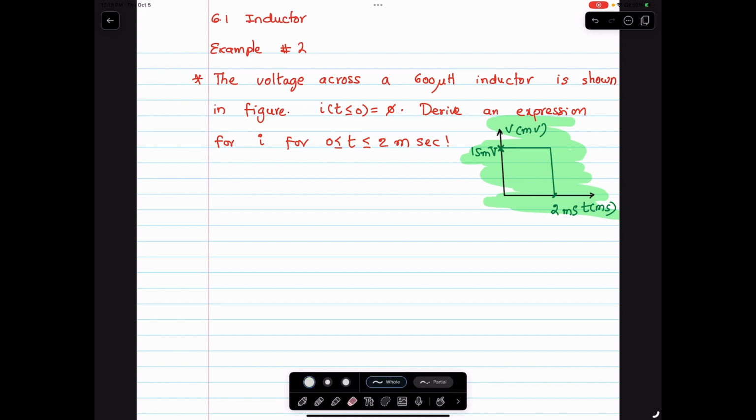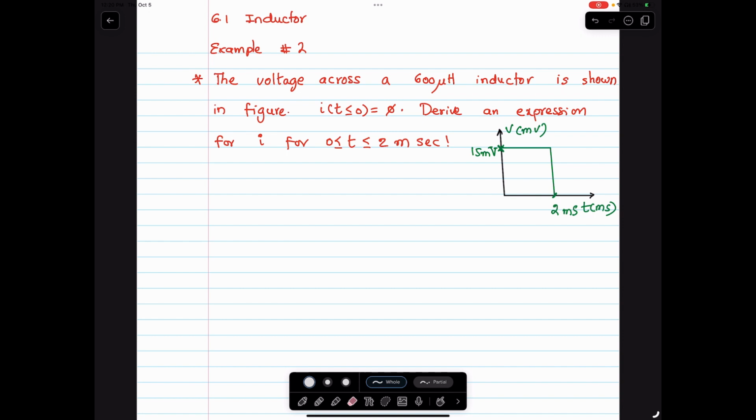Now, the current at t less than 0 is known to be 0, so the initial current is 0. What we are supposed to do is derive an expression for the current in the time interval 0 less than or equal to t less than or equal to 2 milliseconds.